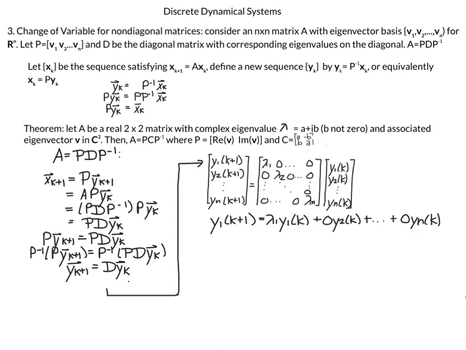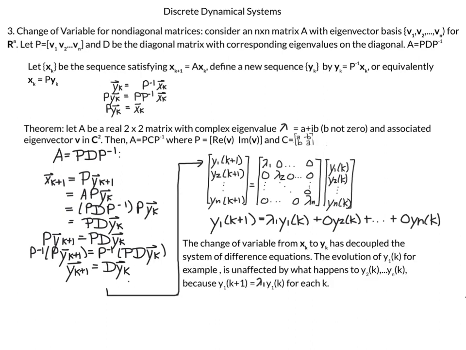And now it's easy to see what is meant by decoupling. Now my first coordinate is only dependent on the first coordinate of the kth term. It no longer depends on my second, my third, up to my y sub n term. That's what's meant by decoupling. This is something we didn't have with our x of k term, with our x vector. So the change of variables from x of k to y of k has decoupled the system of difference equations.